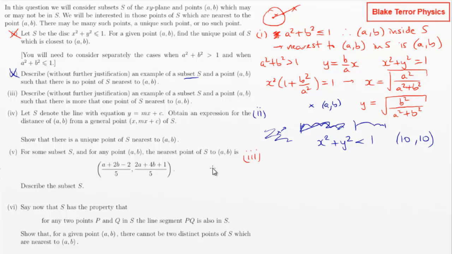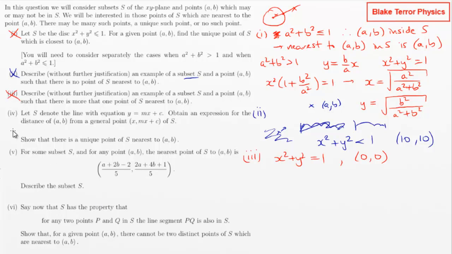Part 3, describe, again without further justification, an example of a subset S and a point AB such that there is more than one point of S nearest to AB. Right, that is a lot easier to do because now we can take a circle with a center. That's just the classic way of getting it. You could have anything where you've got a point at some kind of focus with a symmetrical pattern around it. But let's go with that then. So we'll have our circle x squared plus y squared is equal to 1, and then we'll take the origin, and all of those points on the circle are 1 away from the origin.